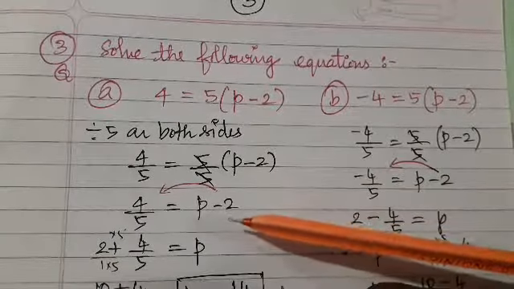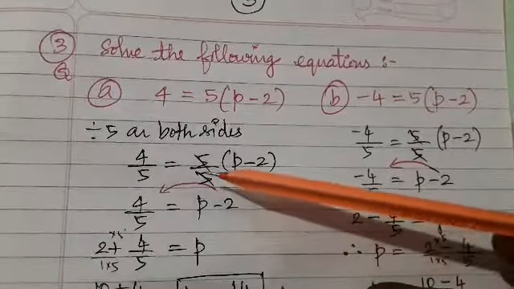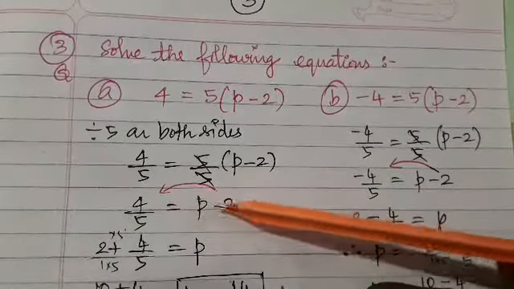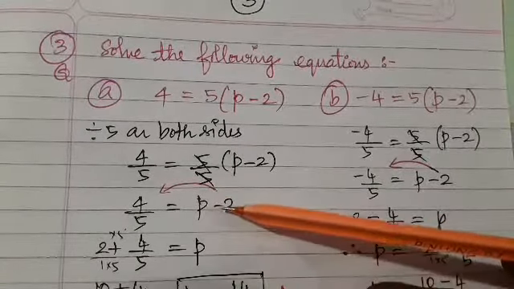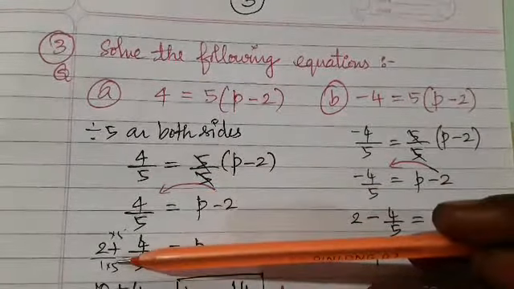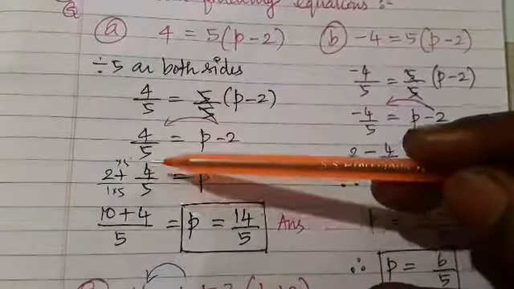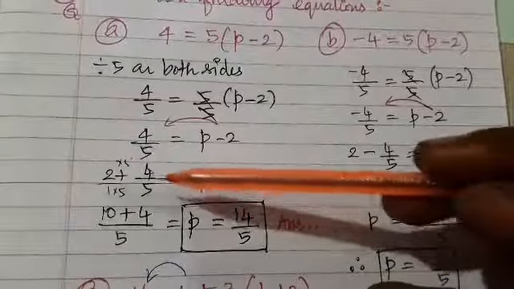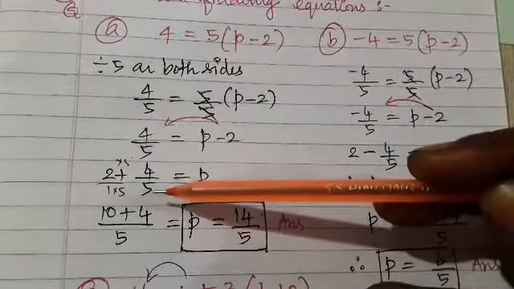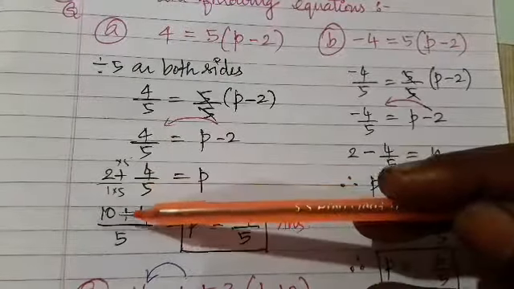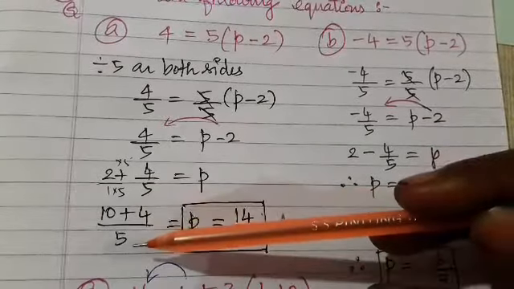Then what you have to do? Shift this 2 to the number side. So I am shifting it. What is happening? If minus 2 goes to the other side, it will become positive 2. So it will become 2 plus 4 upon 5 equal to P. Take the LCM on this side. 5 will be the LCM. If you multiply, it will become 10 plus 4 upon 5.